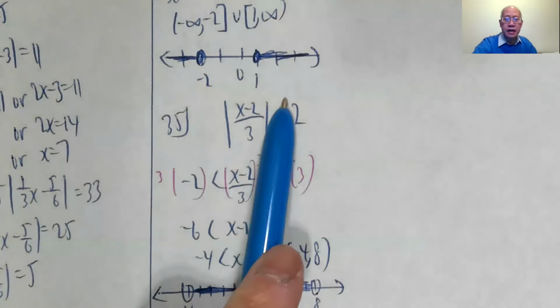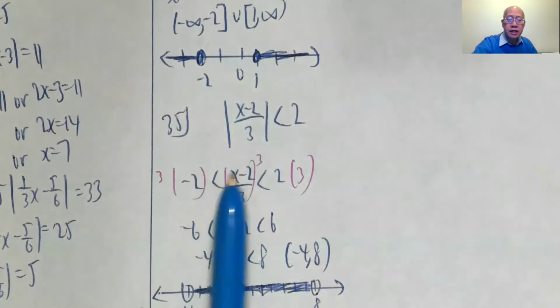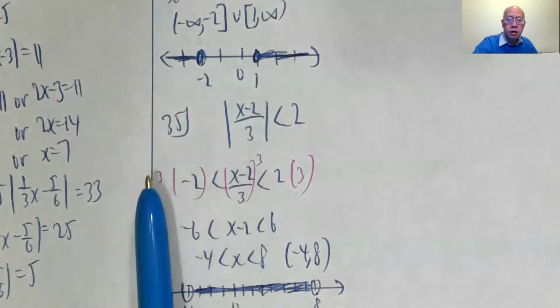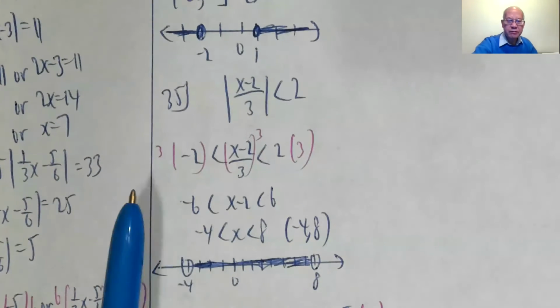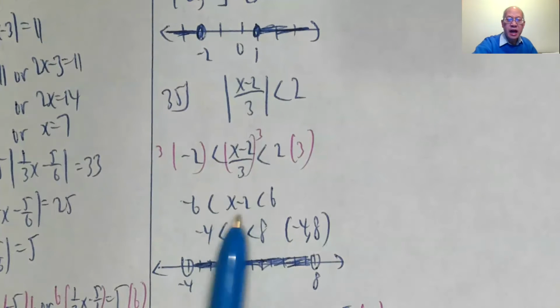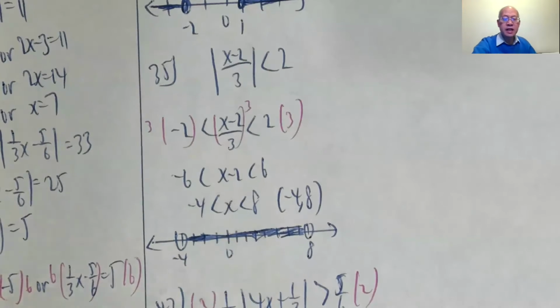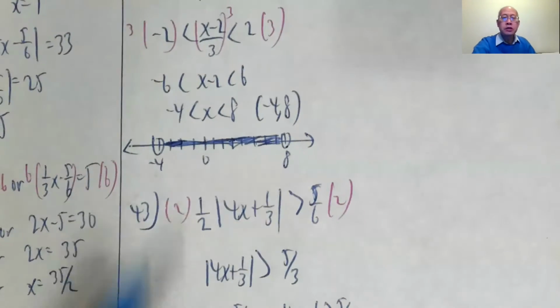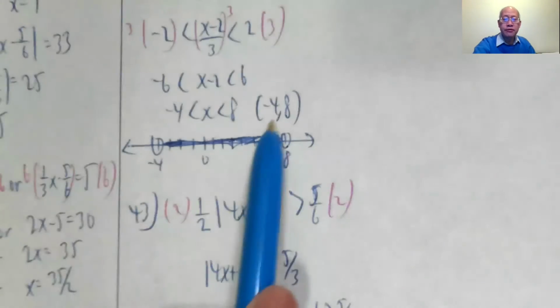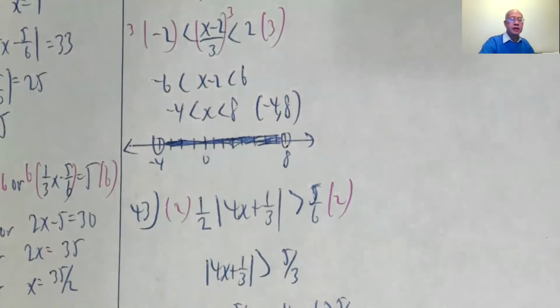35, again, it's a less than. So the thing behind my pen is between negative 2 and 2. So negative 2 less than x minus 2 over 3 less than 2. Multiply all of them by 3. Negative 6 less than x minus 2 less than 6. Add 2, add 2, add 2. Negative 4 less than x less than 8. So interval notation, parentheses, negative 4, 8. Negative 4 open, 8 open, shading everything in between.